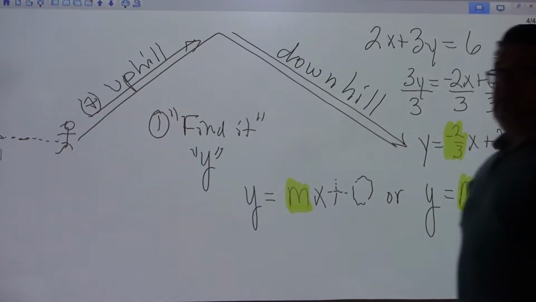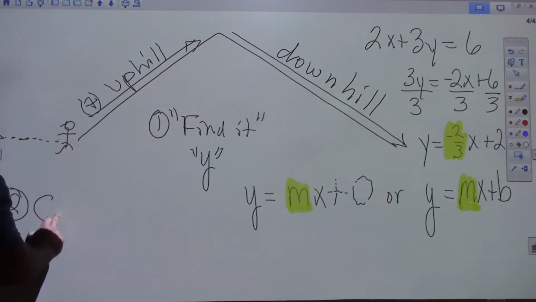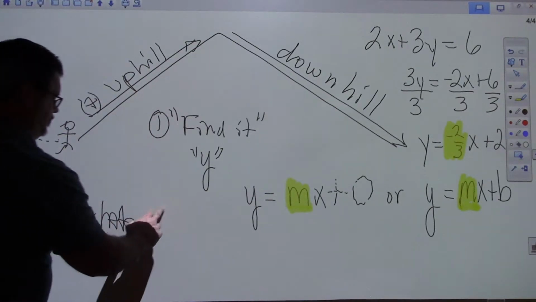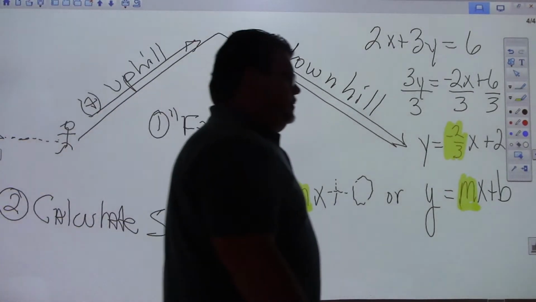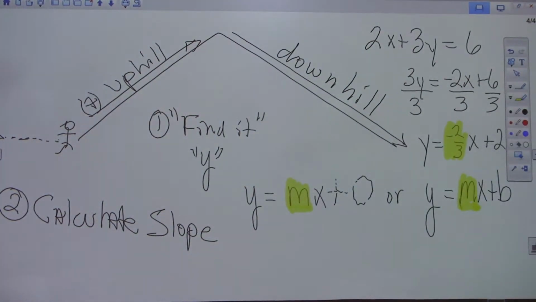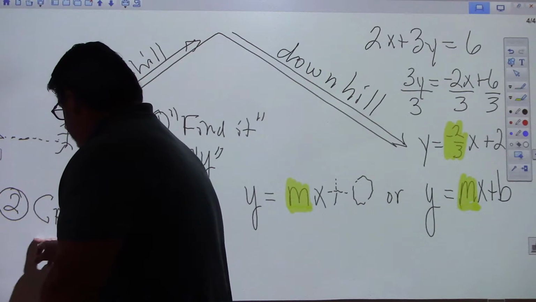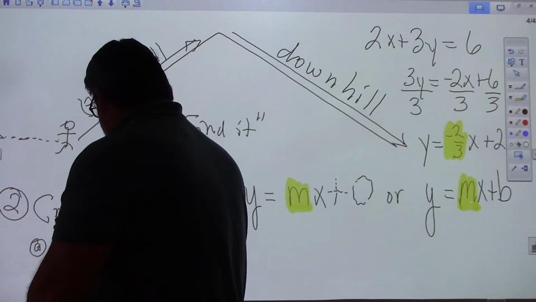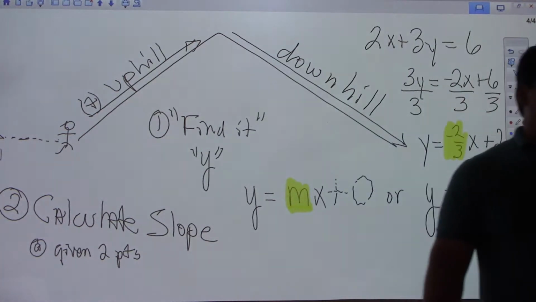The second way is to calculate the slope. Now, when do you calculate the slope? Well, there's 2 or 3 problems that you can calculate the slope, and all of them are about the same. One, or bullet, or A, given 2 points. Now, these 2 points can be on a graph, or they can be just written out.